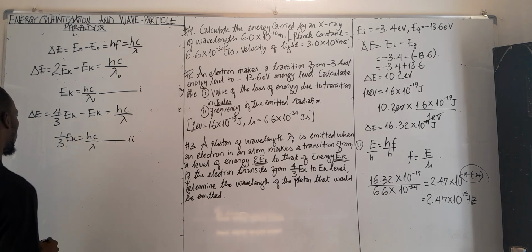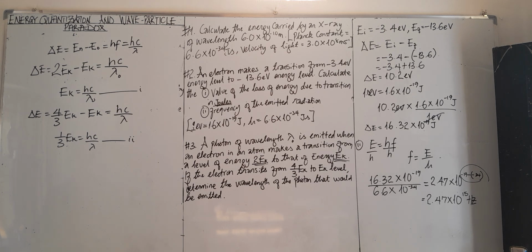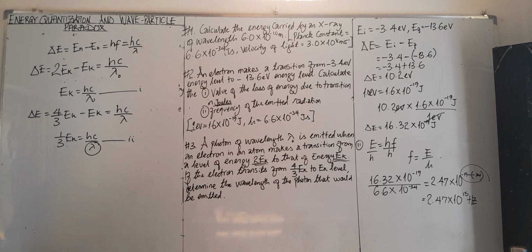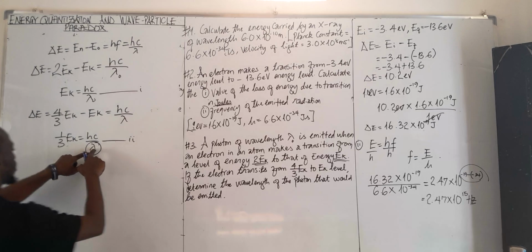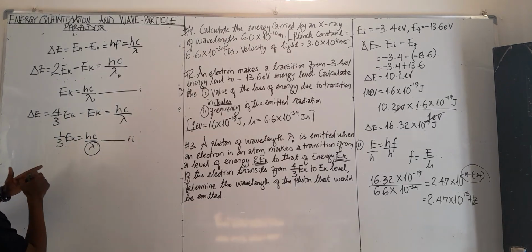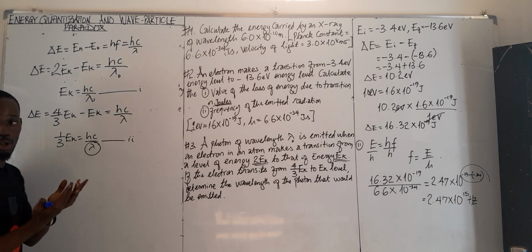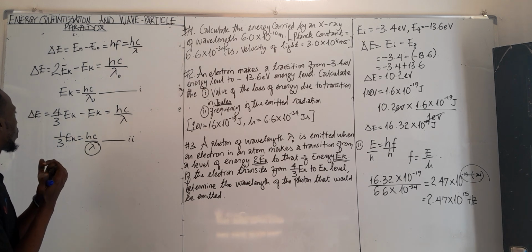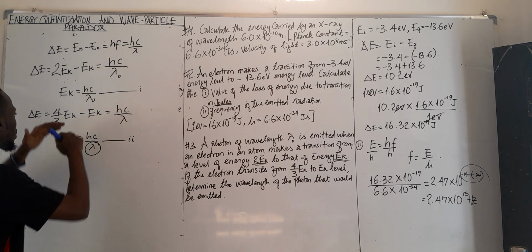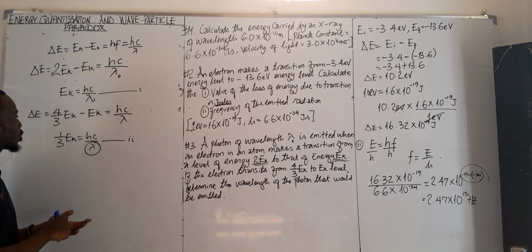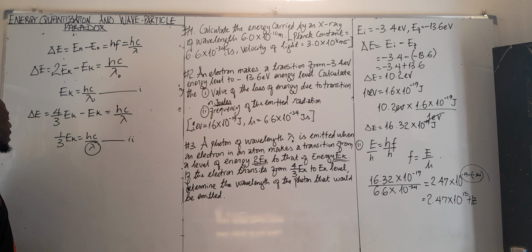So this is the second instance. This is the first instance. Now we're asked to find this, to determine the wavelength. Now how do we solve this? We have two equations, so we're going to solve them simultaneously. But how do we do that? Let us look at equation 1 and equation 2. You can pause the video and look for what looks alike.